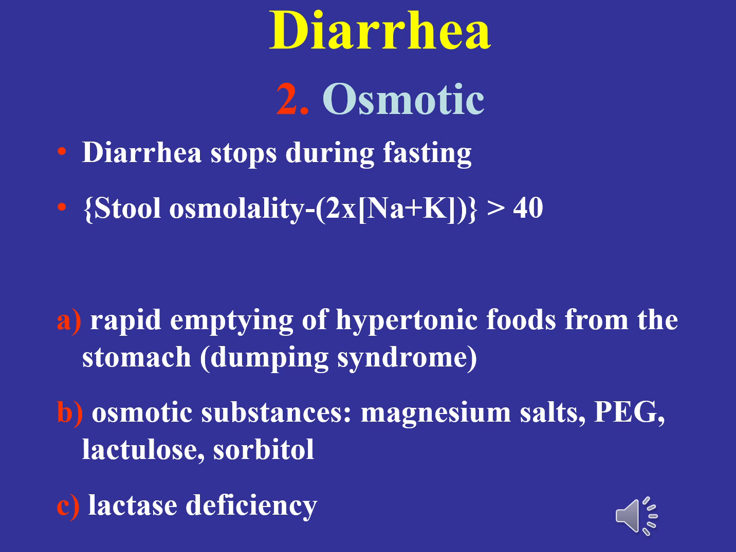The second cause for osmotic diarrhea is the presence of osmotic substances like magnesium salts, polyethylene glycol, and lactulose. These substances are not absorbed from the small intestine and therefore exert an osmotic force and draw fluid from the circulation into the intestine.